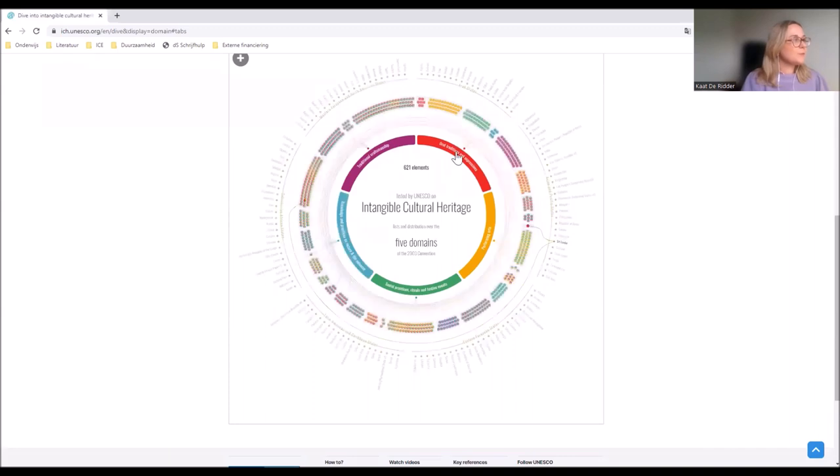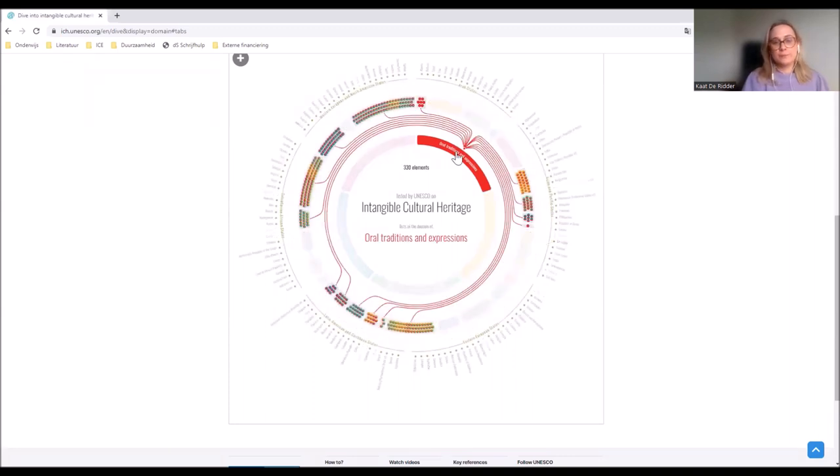So the first domain is the domain of oral traditions and expressions, with 330 listed intangible cultural heritage elements. Now, this domain entails a very wide variety of spoken forms, including nursery rhymes, poems, prayers, chants, and so on. These traditions and expressions are very much used to pass on knowledge, cultural values, social values, as well as the more collective memory of a community.